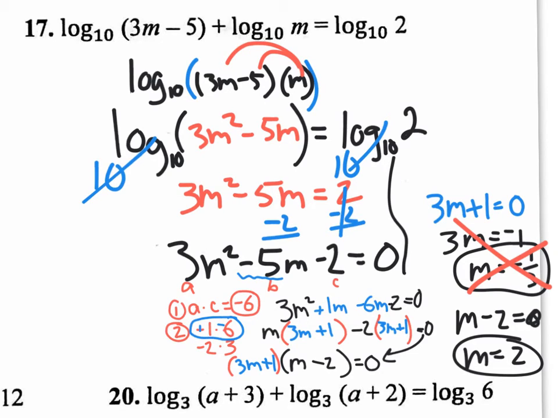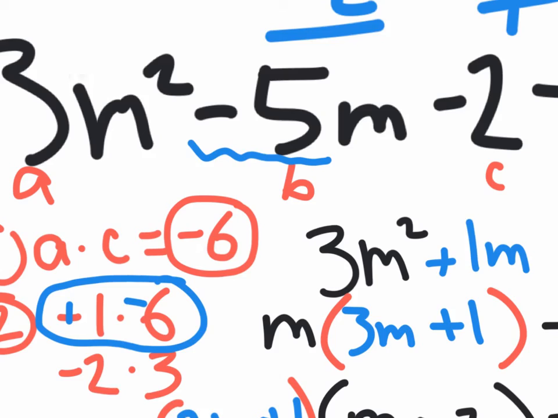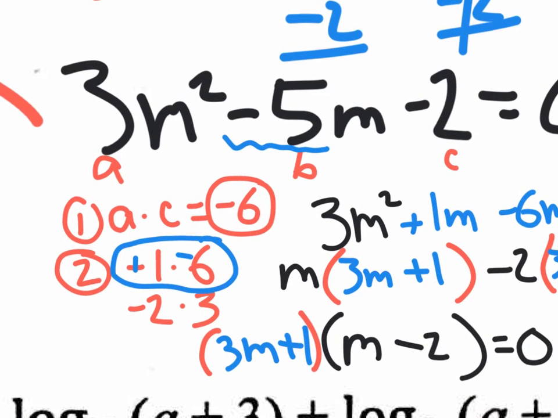So yeah, maybe this was too long of a process. You might want to get to here, and once you identify A, B, and C, you might want to use the quadratic formula. Negative B plus or minus the square root of B squared minus 4AC divided by 2A.